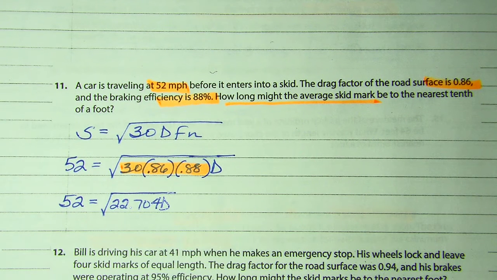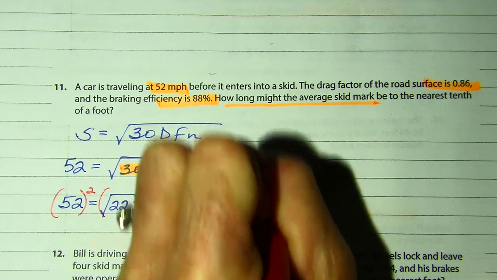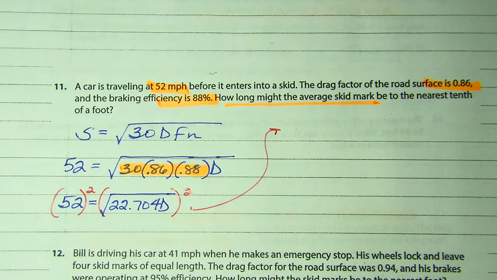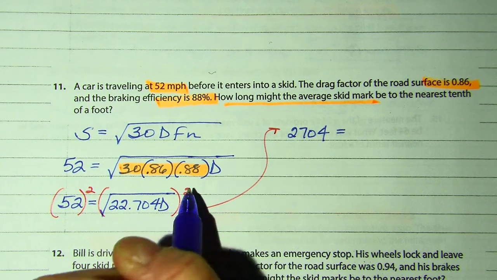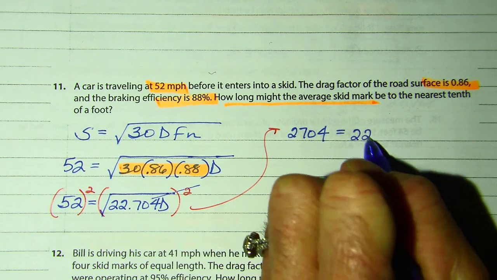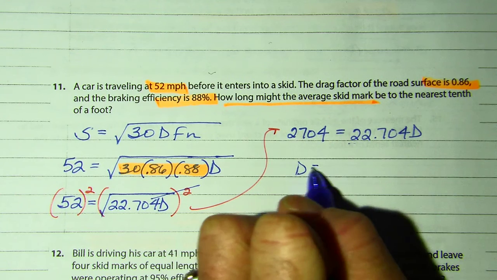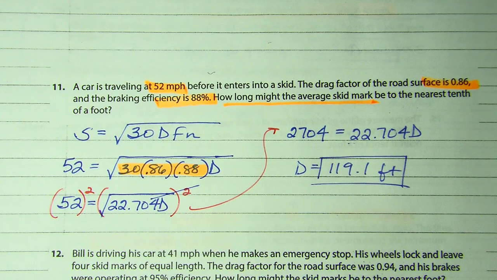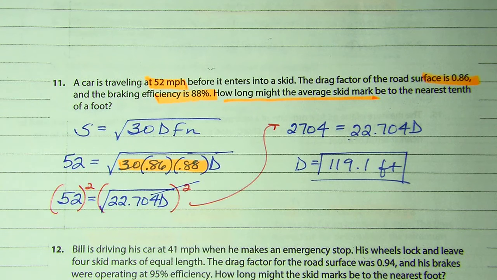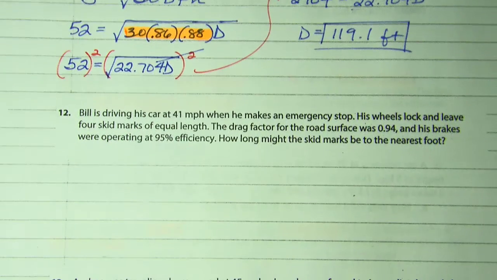22.704D. Now, if you'll remember, the only way to get rid of that square root is to then square both sides. I'm going to write the results here. So 52 squared, I got 2,704. This side cancels, so I just get 22.704D. I'm going to divide both sides, and I got that D would be 119.1 feet. So that is what we could estimate how long the average skid mark would be based on how fast he was traveling.